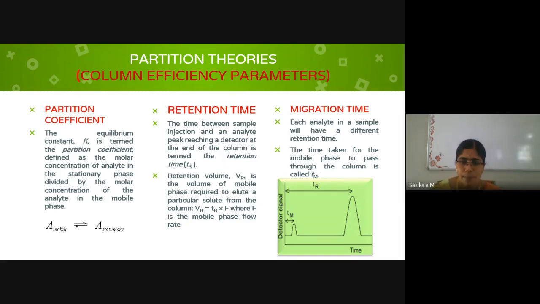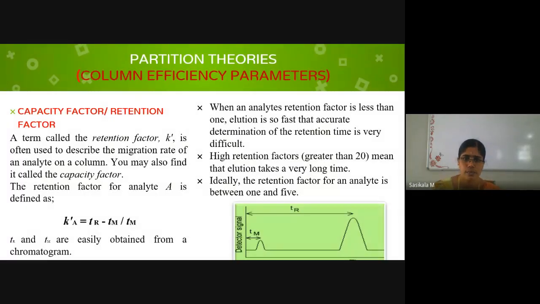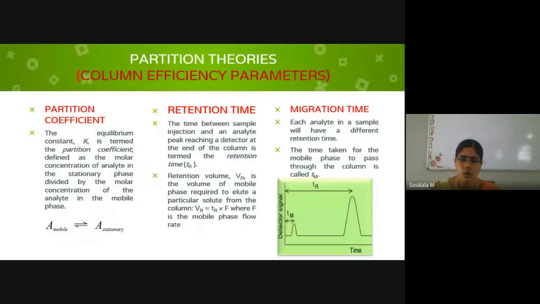The remaining parameters we'll discuss in the next class. Capacity factor will take another 15 minutes to explain, so I will stop with this now.